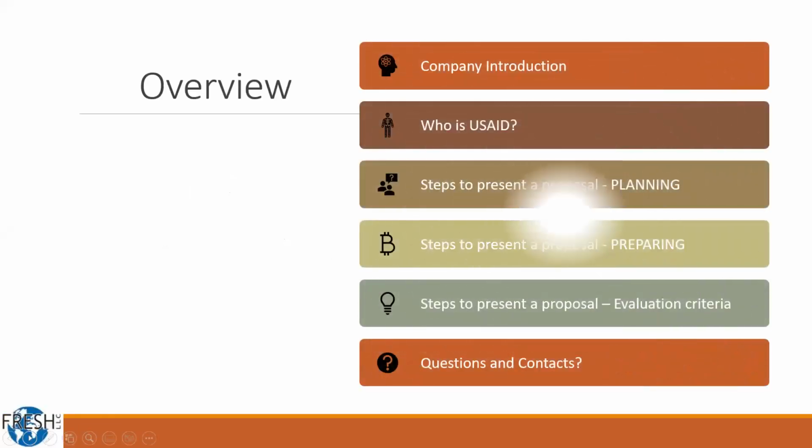So as an overview, we're going to talk a little bit about Fresh Global. We're going to also discuss who is USAID. We're going to talk about the various steps. The first one is planning. The second one is preparing. And the third one is the evaluation criteria. And then we're going to have some Q&A, and we'll give our contact information.